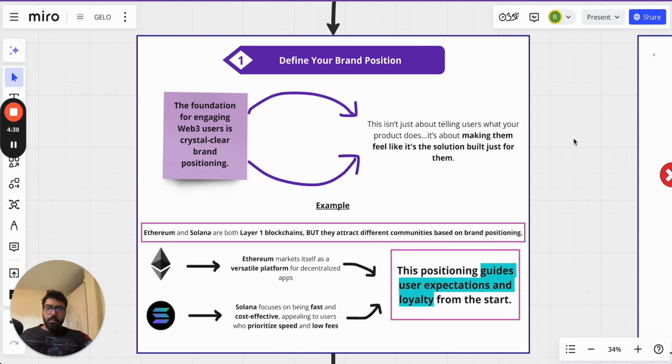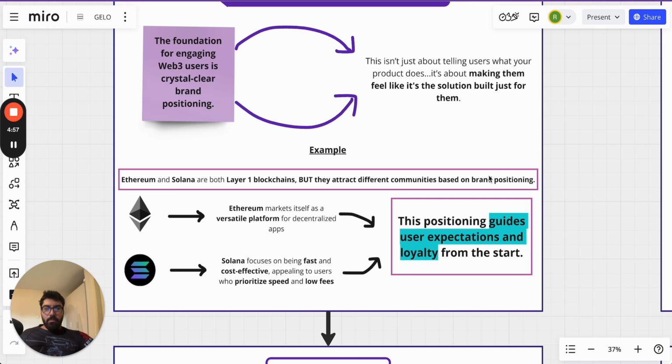The other option is to choose a couple hyper advantages that you have over competitors and make your positioning around them and compete for those advantages. That example can be seen with Ethereum versus Solana. Both are layer 1 blockchains, so both in the same category, but they attract different communities based on their brand positioning, as Ethereum markets itself as a versatile general smart contract platform, and Solana focuses on being fast and cheap.